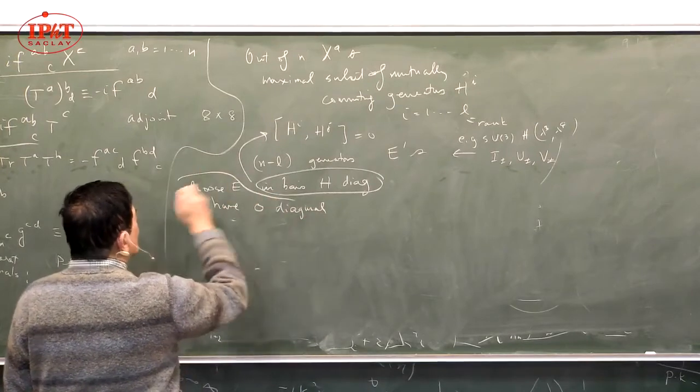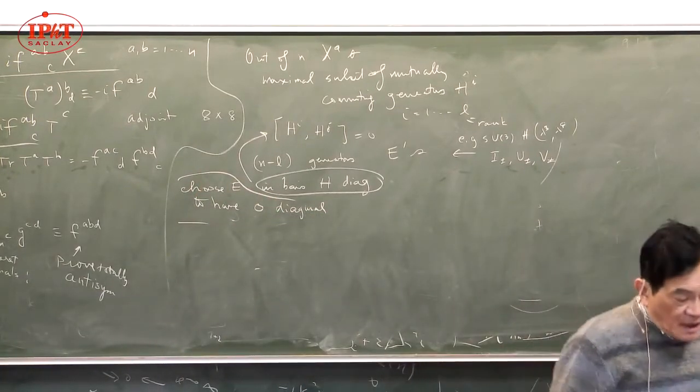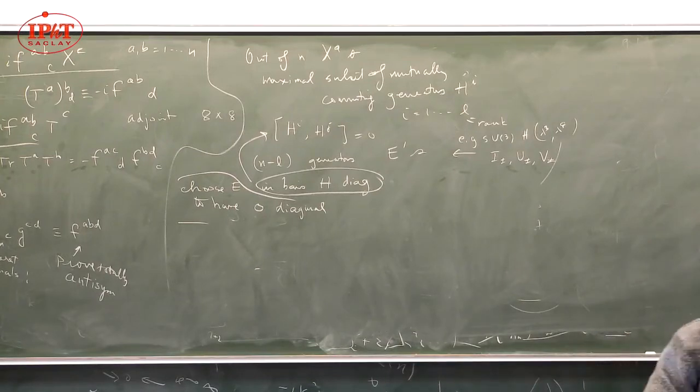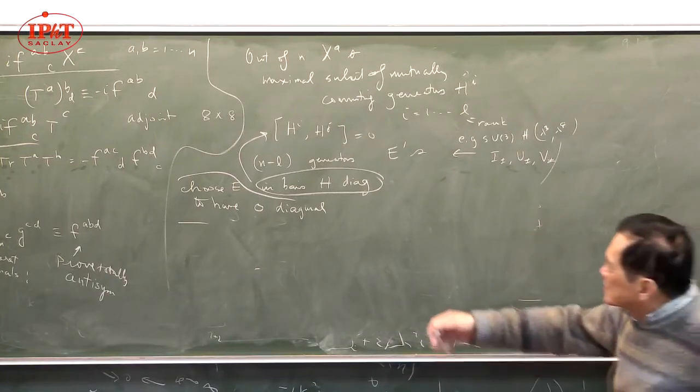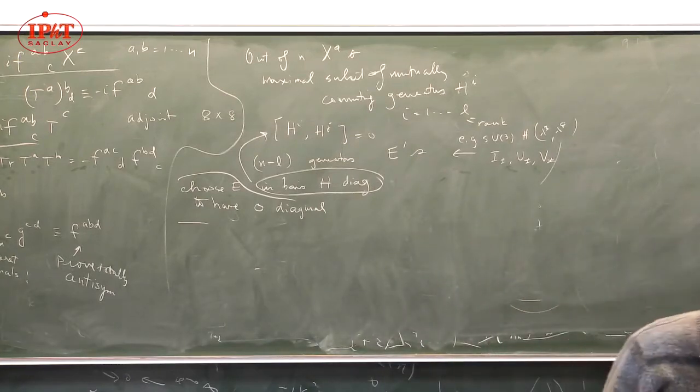This is just a trivial lemma, because if the E's have diagonal elements, you can always subtract them off, because those diagonal elements would be a linear combination of the H's and of the identity, right? Okay.